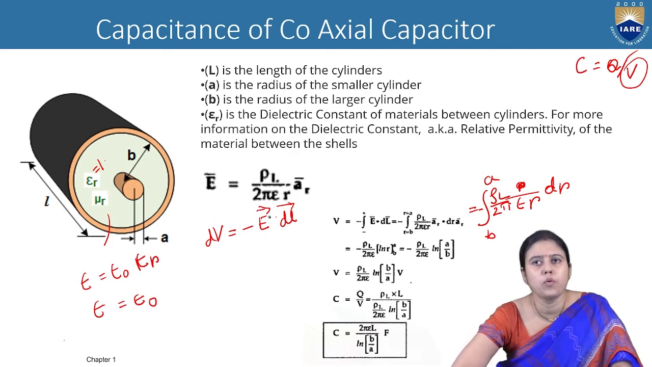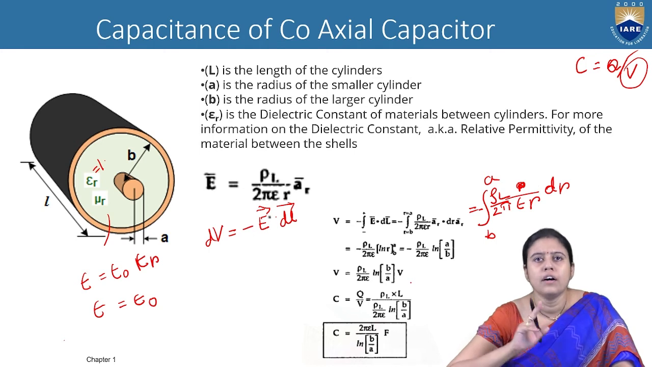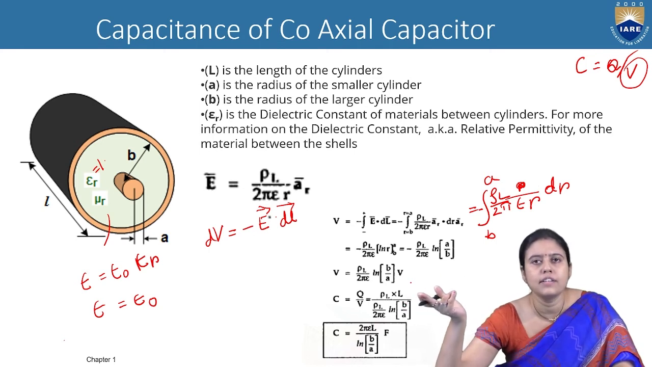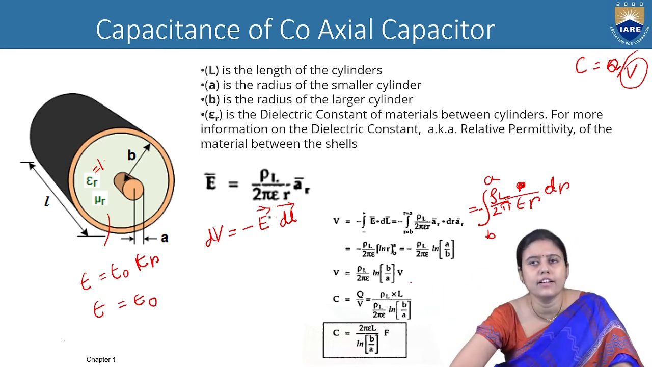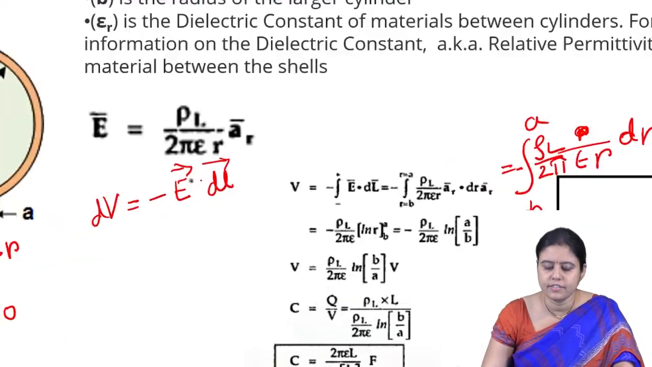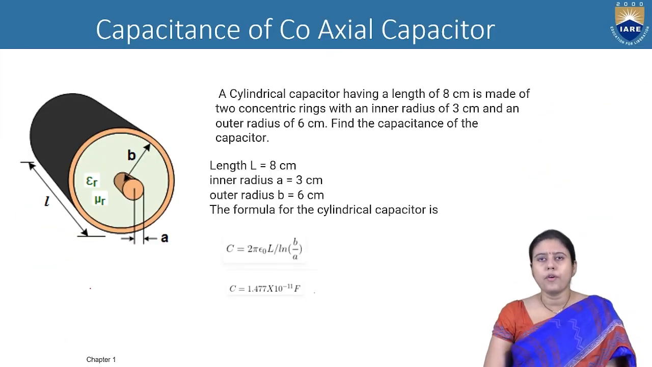In the case of coaxial cable, capacitance C is equal to 2 pi epsilon L divided by ln B by A, where B is the radius of the outer surface and A is the radius of the inner surface. So let's do a small problem.